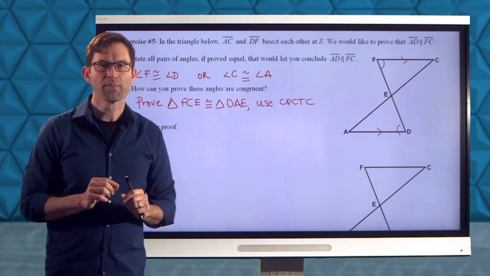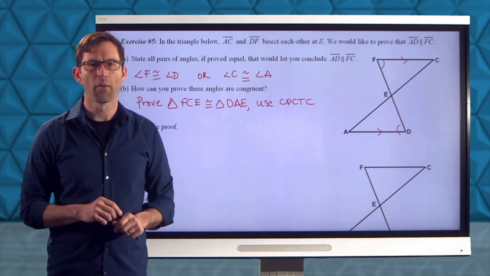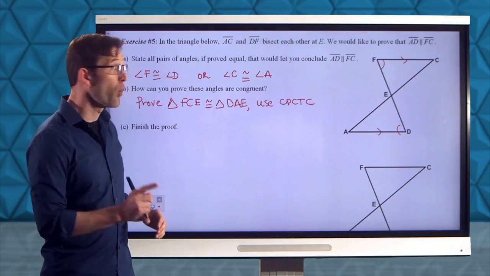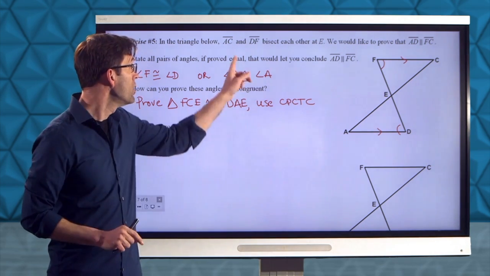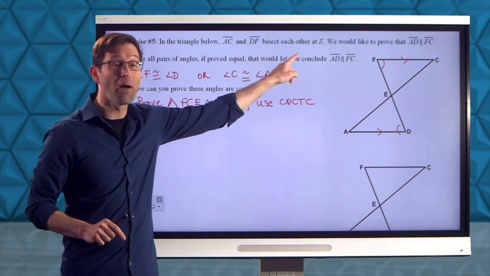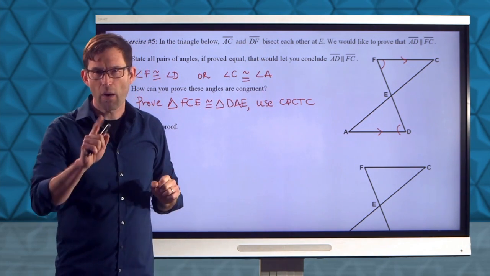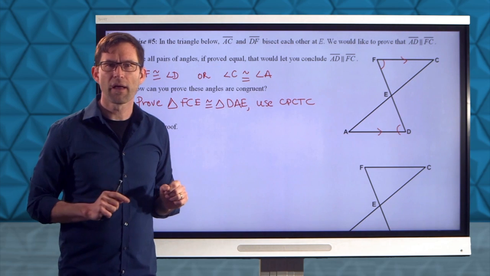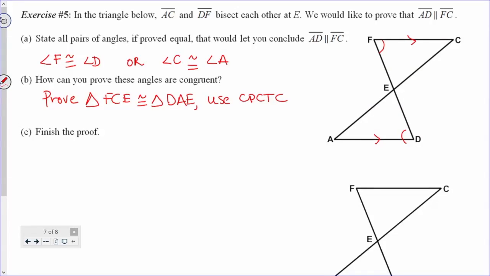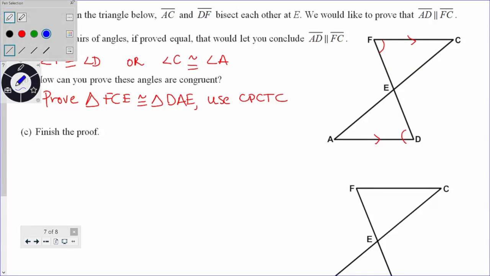Now, take a moment and think about how we're going to go about proving that. What is it about the one given we have? We have one given, which is that AC and DF bisect each other at E. That one given should be enough. Think about that for a moment as I circle the given. And as I go back to blue.